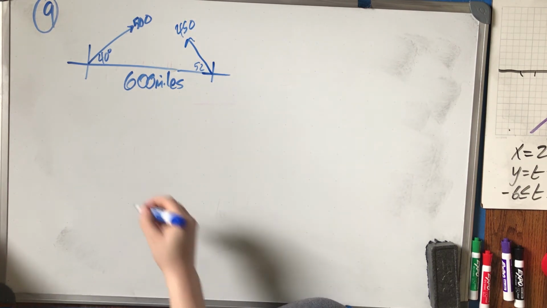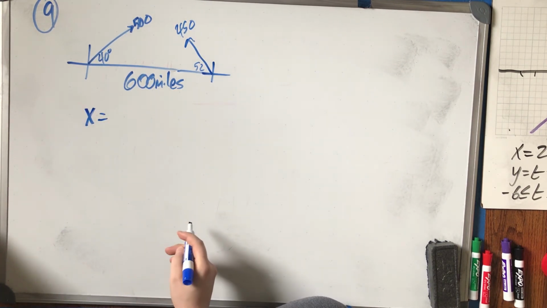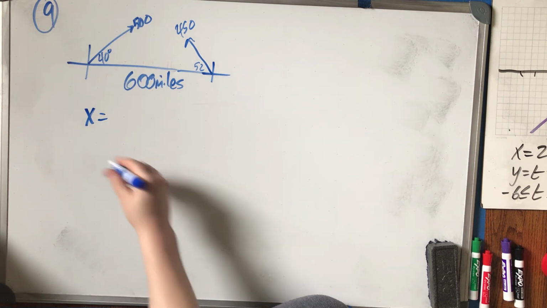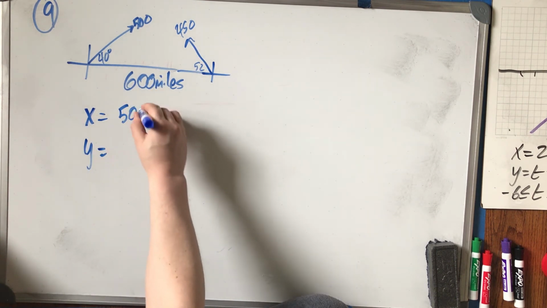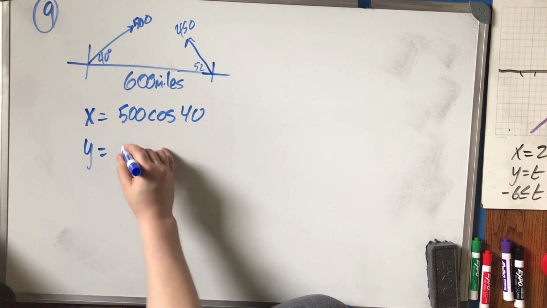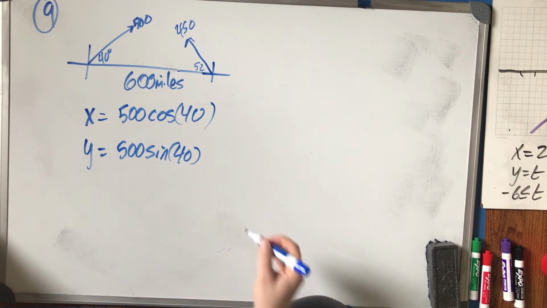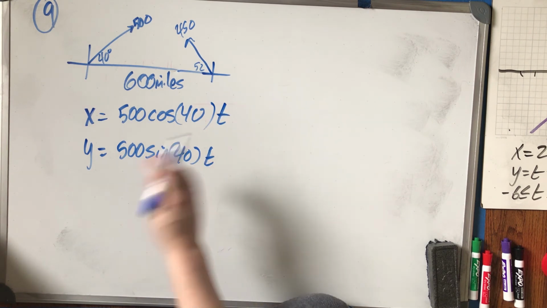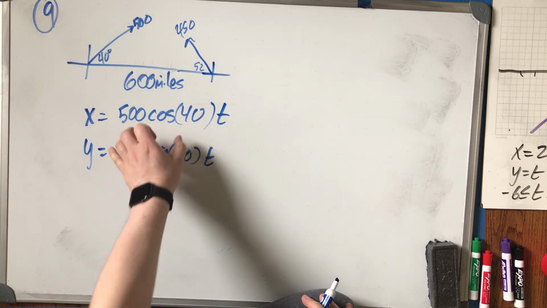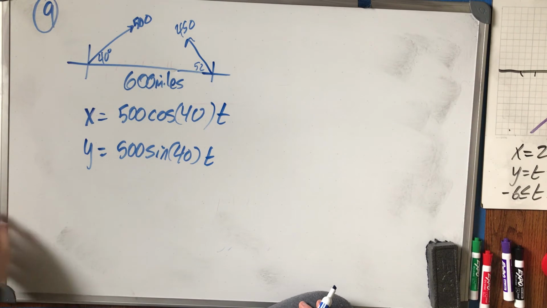So we want to write a set of parametric equations for these, and we do that by taking what the vector would be. So the vector would have been 500 cosine 40 and 500 sine 40 for each one of these ones. And then we just multiply that by t, and that allows us to take this velocity that we're getting and expand it over time.